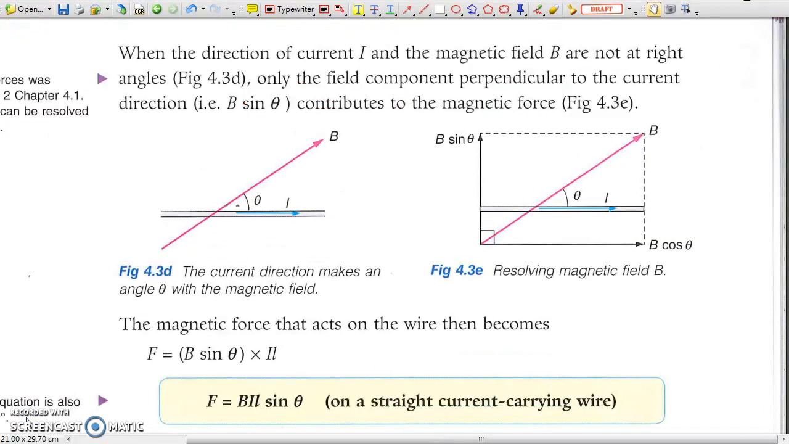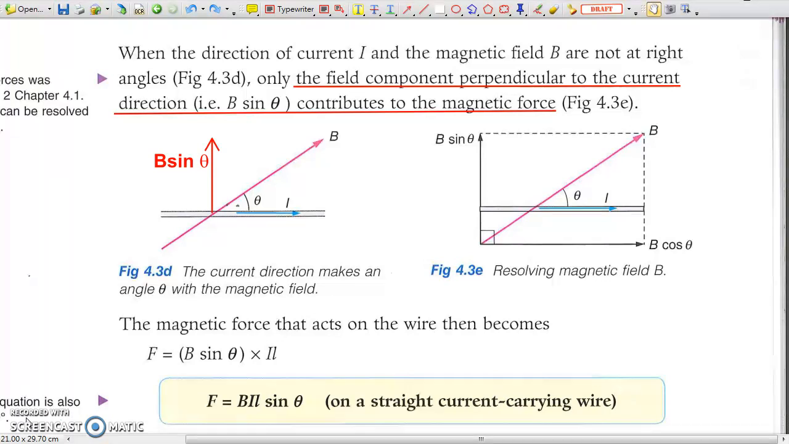If the magnetic field and the current are not perpendicular, the component of the magnetic field should be considered, which is B sine theta, where theta is the angle between the magnetic field and the current.